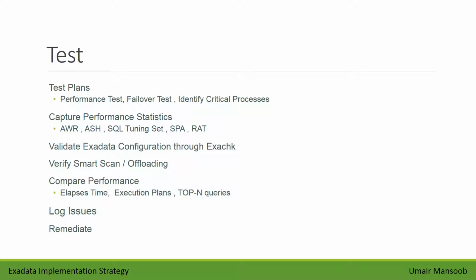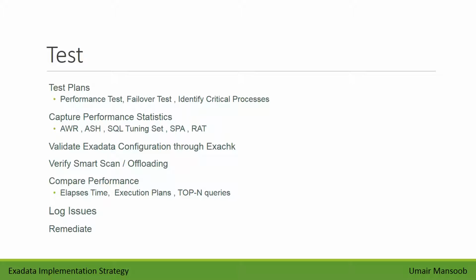Testing is one of the most important parts of an Exadata implementation strategy. You should have a test plan ready before you start the migration process. There are many types of testing you can perform during this phase, like performance test, break test, and failover test. You should at least test all of your critical processes.